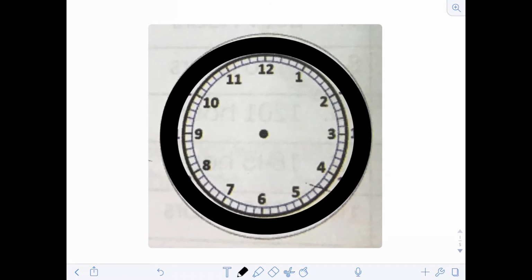Time. We are going to learn about the 24-hour clock. Most of you will be familiar with the 12-hour clock, or as some refer to it, the AM and PM time.